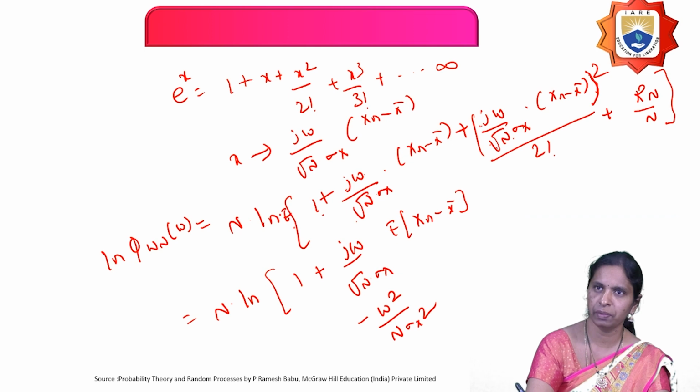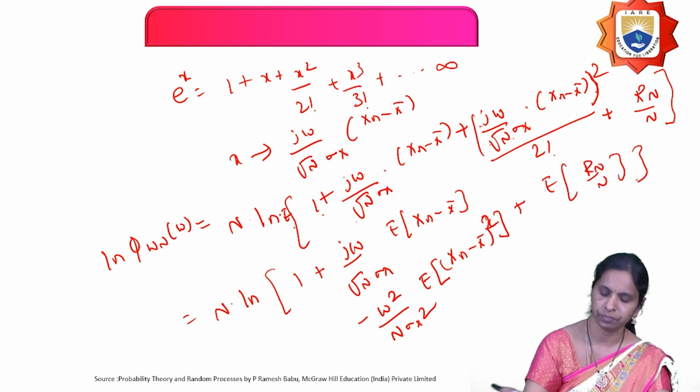Minus omega square by n into sigma x square into what? Expectation. This omega and sigma x are constant, and the statistical average is always found with respect to the random variable. Therefore, we can write this as the expectation of (xn minus x bar) whole square plus the expectation of Rn by n.